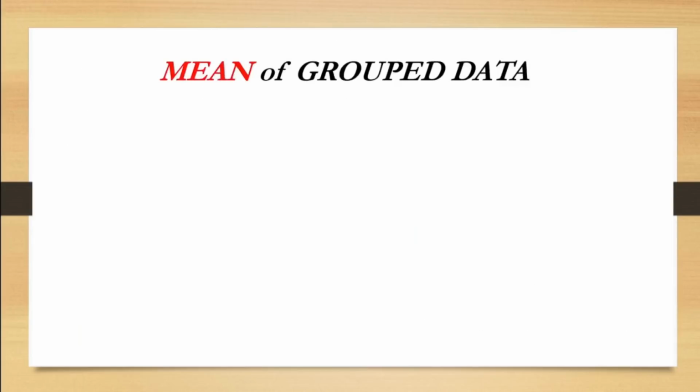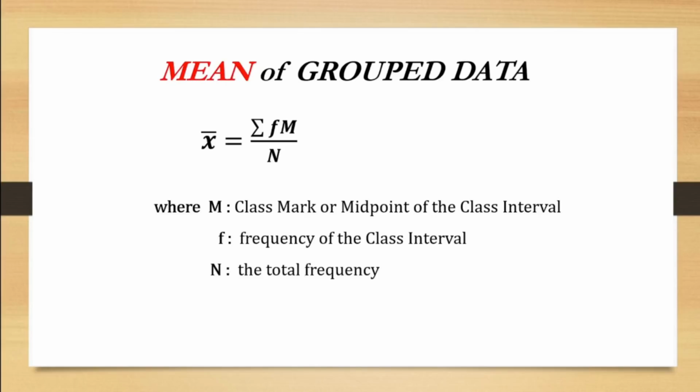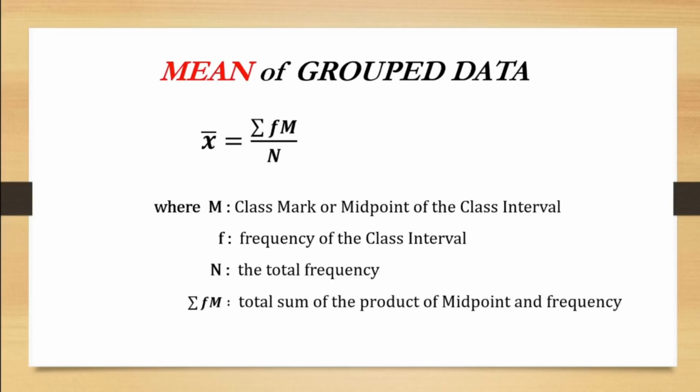Let us now proceed to our mean for grouped data. To find the mean for grouped data, we are going to use the formula: mean is equal to the summation of the frequency times the midpoint over n, where m is the class mark or the midpoint of the class interval, f is the frequency of the class interval, n is the total frequency, and the summation fm is the total sum of the product of the midpoint and frequency.